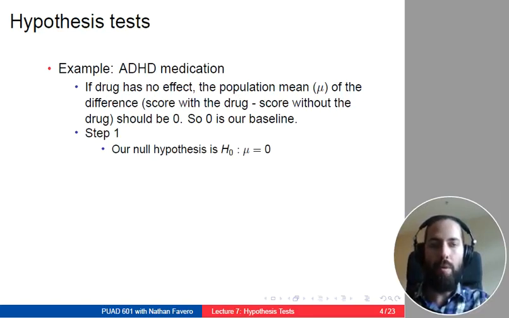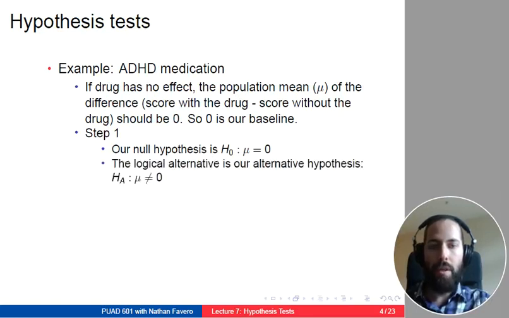So that's how we would write our null hypothesis. We would say mu, the population mean, is equal to 0. We also want to write an alternative hypothesis, which is the logical alternative of that. It's just going to say that mu does not equal 0. That's our alternative hypothesis. Step 2 of a hypothesis test is to select our alpha level.